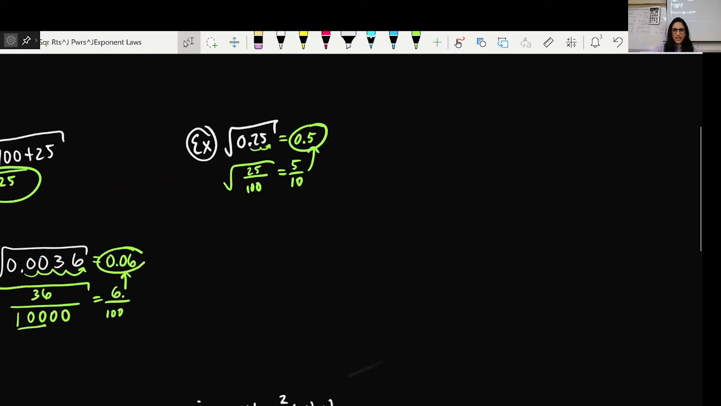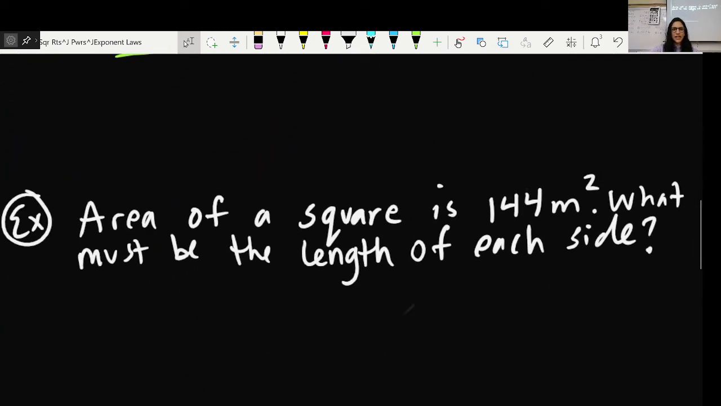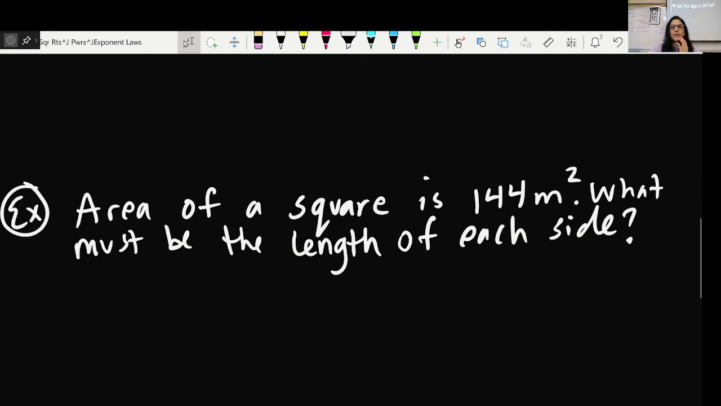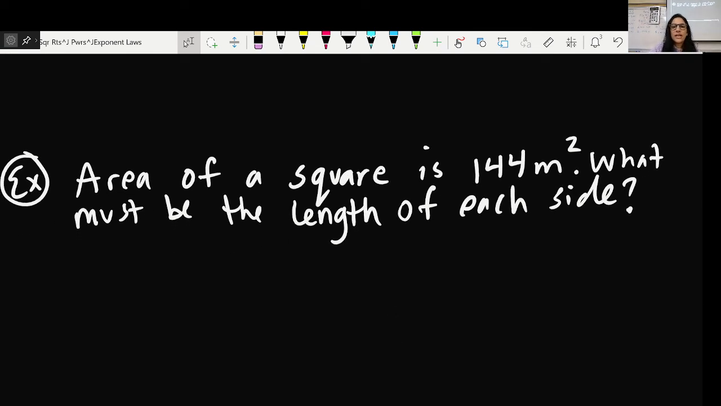I feel like I'm missing stuff. Nope, I guess that's it. Area of a square is 144 meters squared. What must be the length of each side?